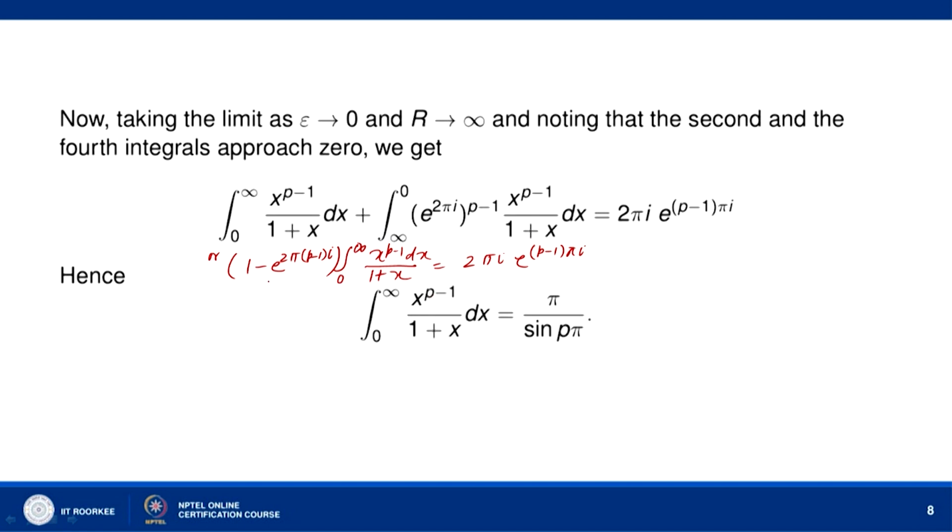Now, we can divide by the coefficient of this integral. So, integral over 0 to infinity x to the power p minus 1 dx divided by 1 plus x is equal to 2 pi i e to the power (p minus 1) into pi i divided by 1 minus e to the power 2 pi i (p minus 1).